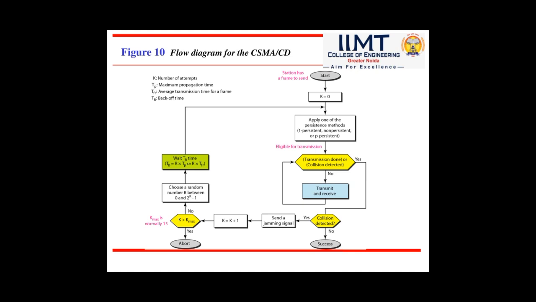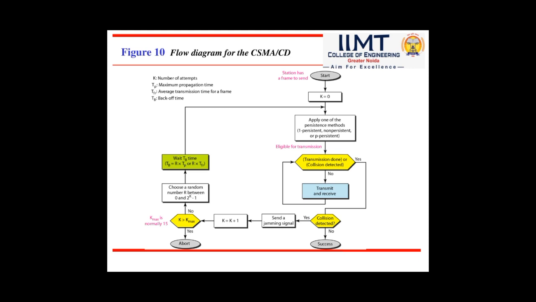initially the station will apply any one of the persistent methods to check whether the channel is busy or idle. After this, if they are eligible for transmission of data, then they transmit the data, transmission done. Or it may happen that the collision will be detected. So if the transmission is done, then in the yes case the collision will be detected. Then, if the collision is detected, it sends a jamming signal. Let us understand this cycle one by one.